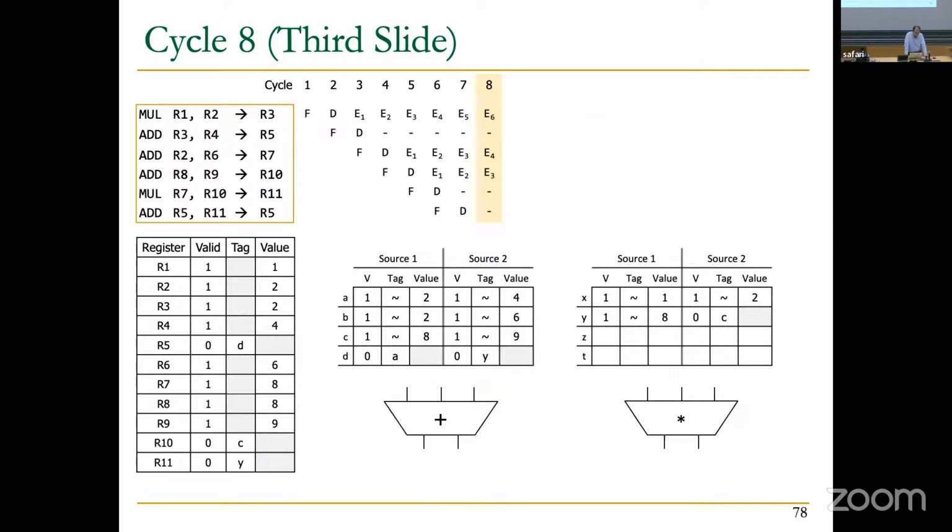I'm going to flash these slides. Okay. So in cycle 9, you can write back the first multiplication because you're done. And then you can start the execution of this addition because now you have the forwarding path. The sources are ready for this addition, because it was waiting for X and now it's ready.